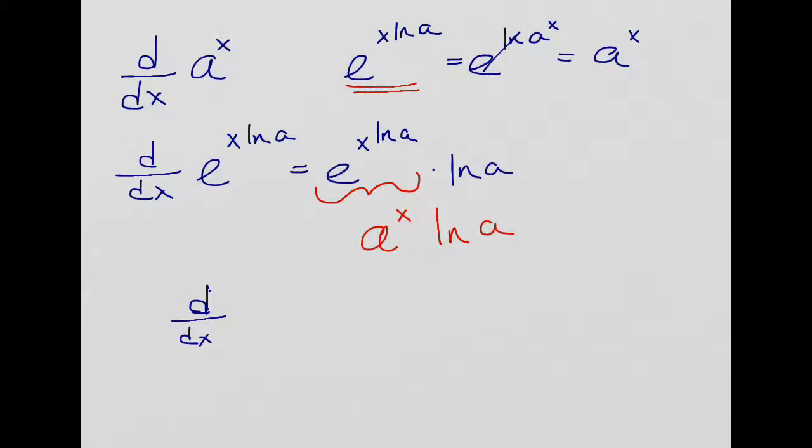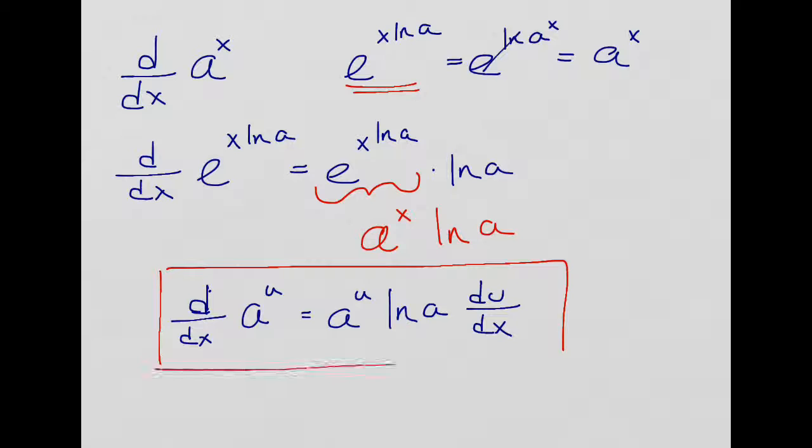So our general rule from now on should be that the derivative with respect to x of a to some u power, and that u can be any differentiable function of x, is going to equal a to the u times the natural log of a times du dx. And we can use this to take the derivative anytime we have something raised to an x power going forward.